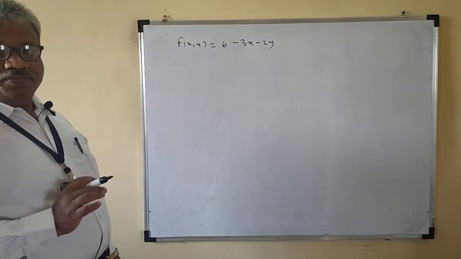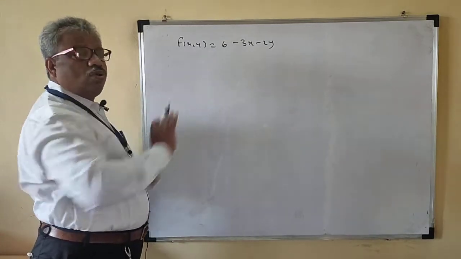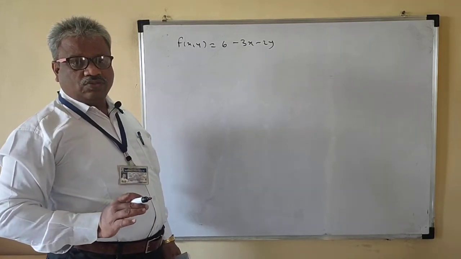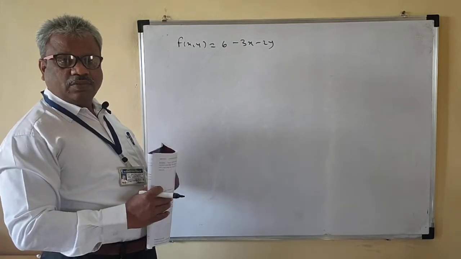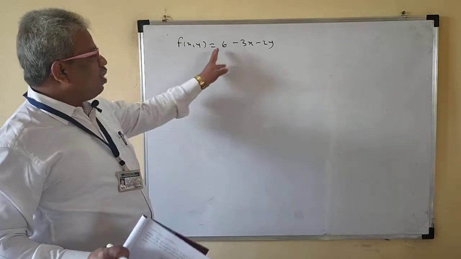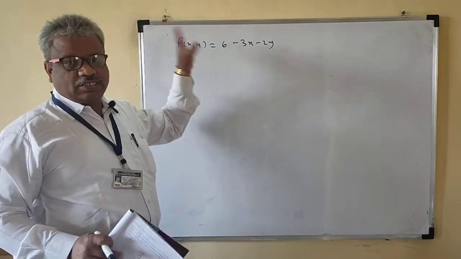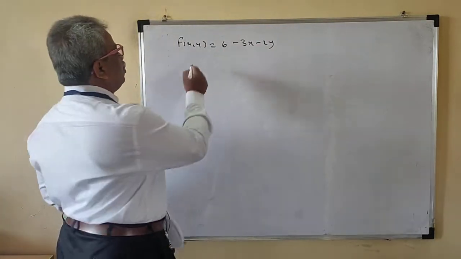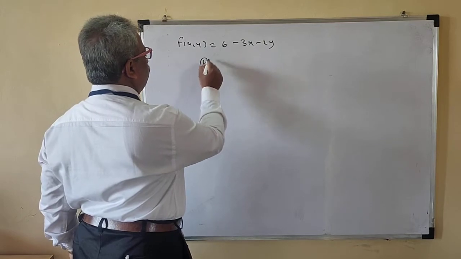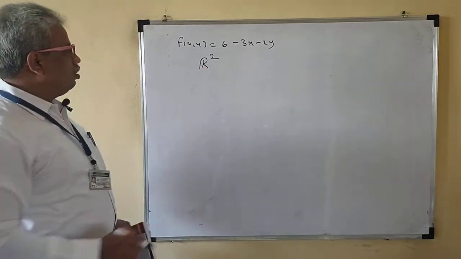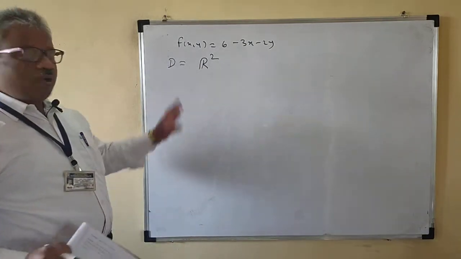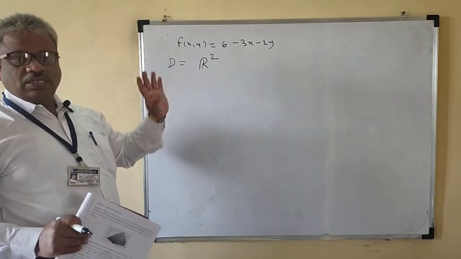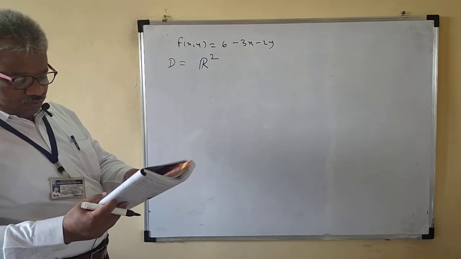Now see here. There is no denominator, and there is nothing like tan inverse or log of something. So for every x and y, this is well defined. So the domain is R2. All of R2 will be your domain, because for any x and y, this exists.